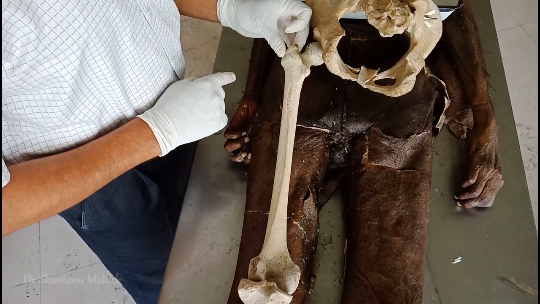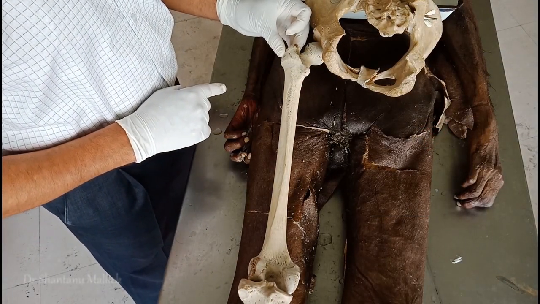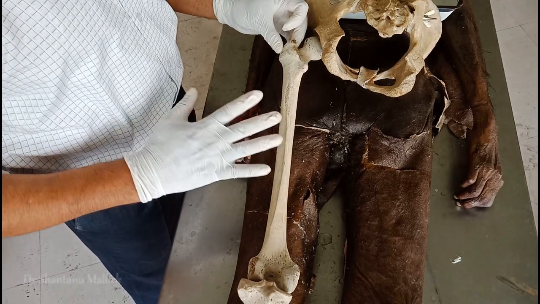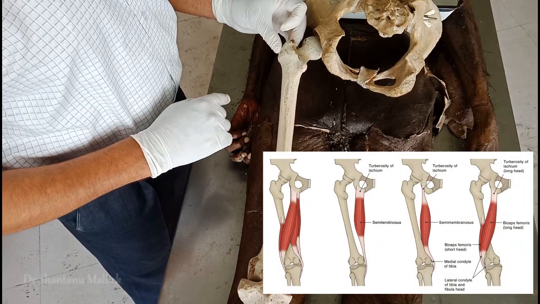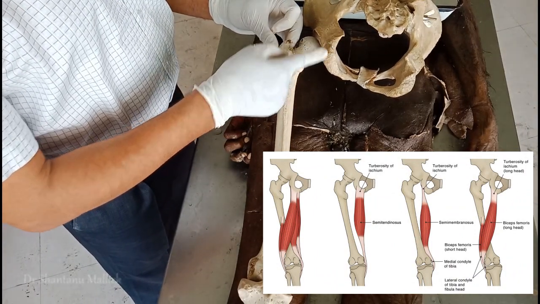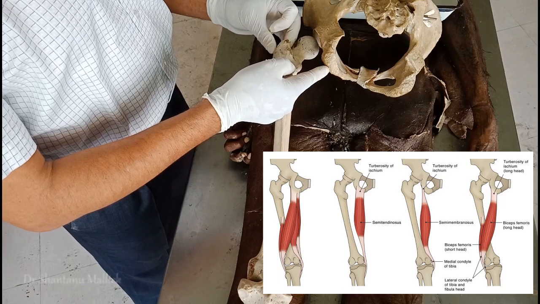So now we will slowly discuss the muscles of this compartment, of which there are four main muscles: semimembranosus, semitendinosus, long head of biceps, and adductor magnus ischial head.